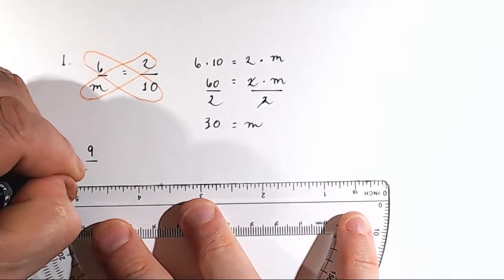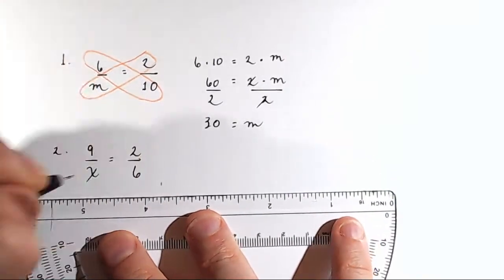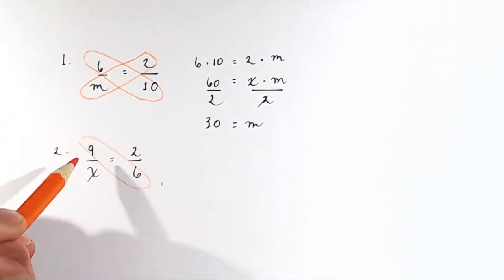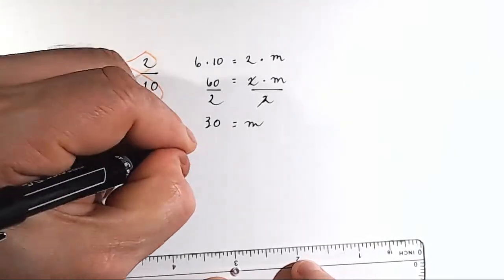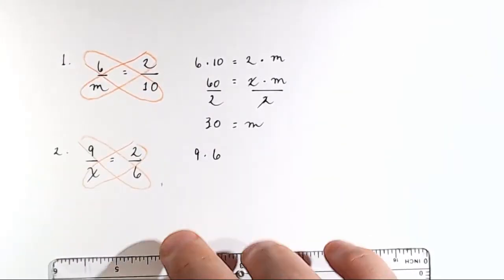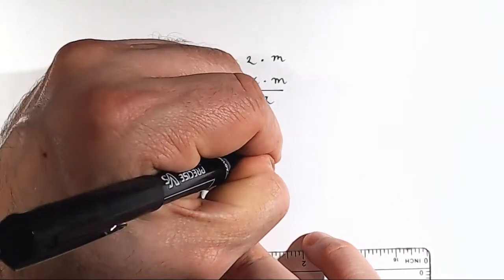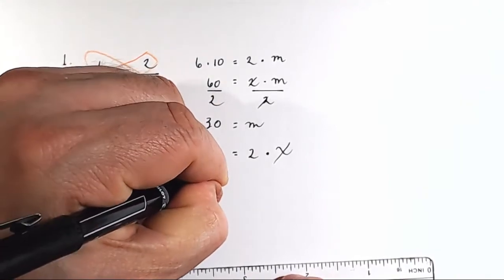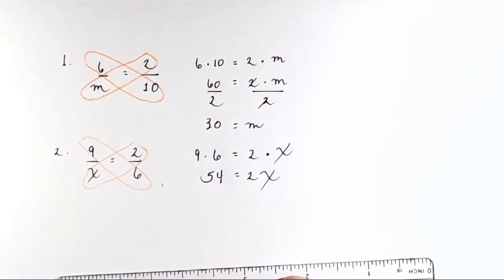9 over x equals 2 over 6. Okay, again, butterfly, and then write out what it is. 9 times 6 equals 2 times x. All right, so what is 9 times 6? 9 times 6 is 54. 54 equals 2x, or 2 times x.